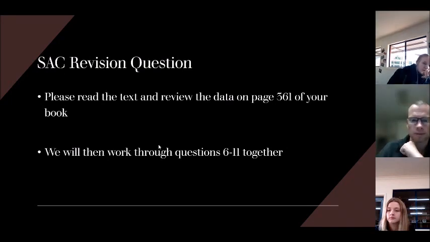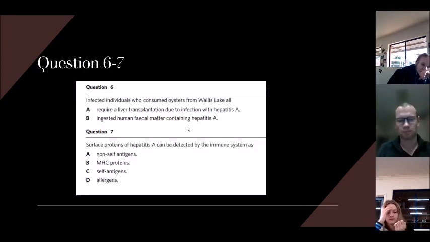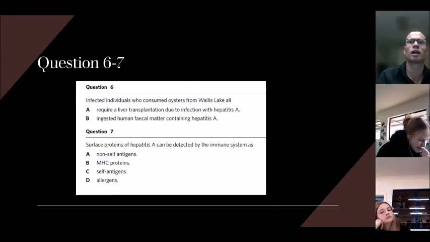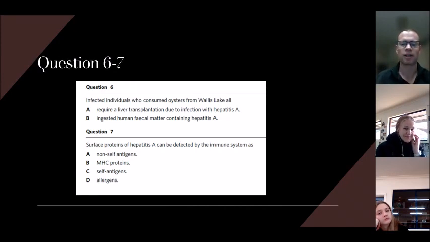Okay, so we've read through it. Yeah. Cool. All right, so question 6. Infected individuals consumed oysters from Wallace Lake, all A or B? B. It is B, yes. It's unfortunate they ate poo, but there you go. That's what happens.